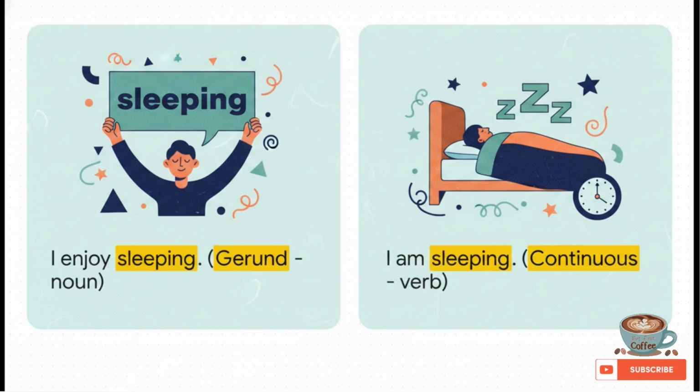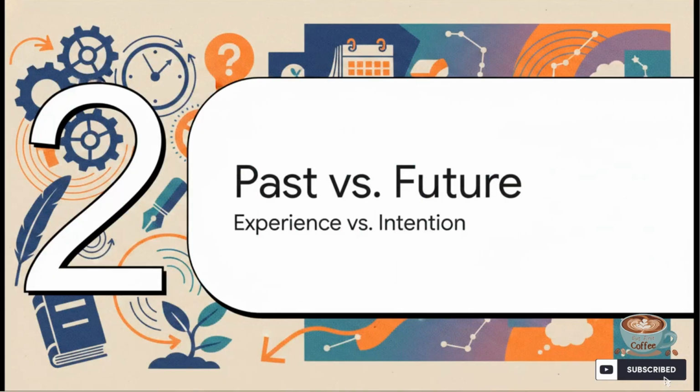Let's look at this side-by-side comparison. On the left, we have I enjoy sleeping. Here, sleeping is a gerund. It's a thing. It's the noun object that you enjoy. But look over on the right, I am sleeping. Here, sleeping is part of an active verb phrase telling us what you're actually doing right now. So the simple trick, if there's an action happening right in the moment, it's a present continuous verb. If it's simply the name of the activity you like or hate, it's a gerund acting as a noun. Makes sense, right?